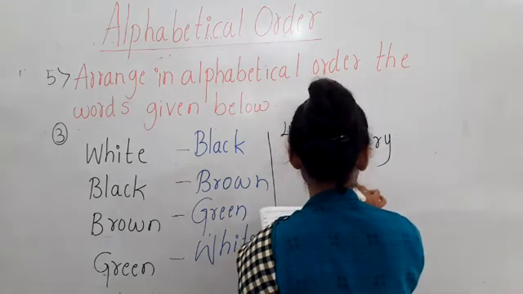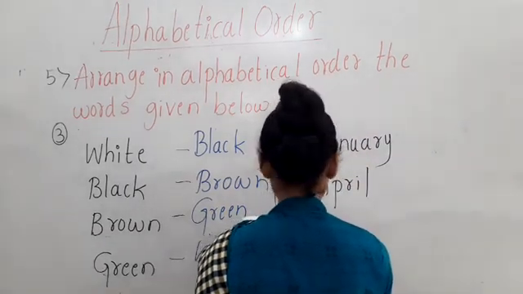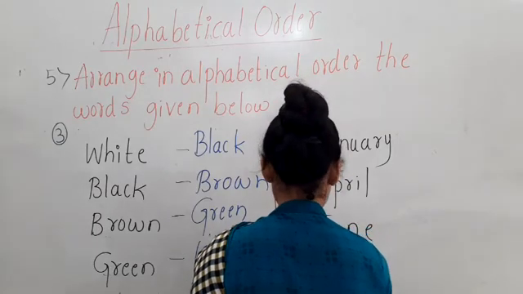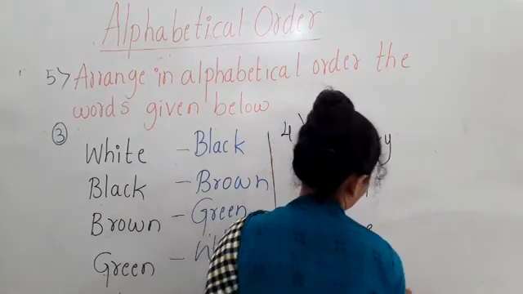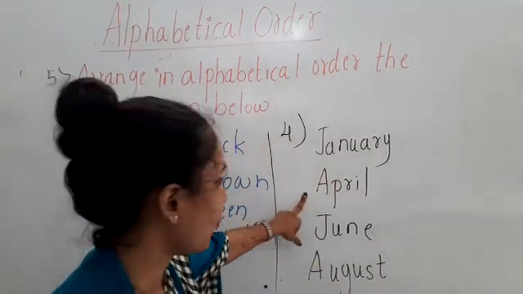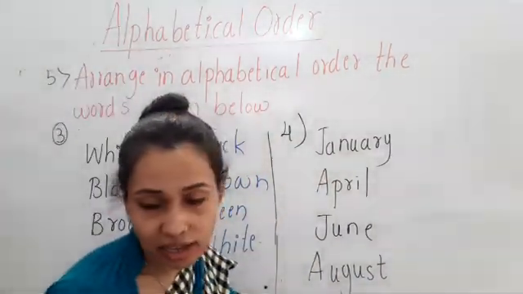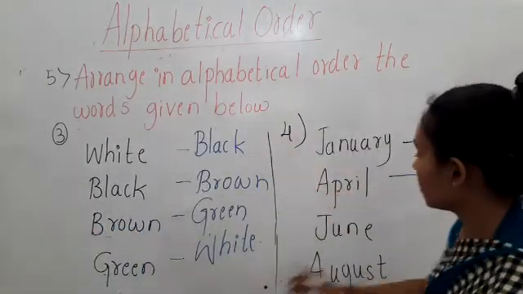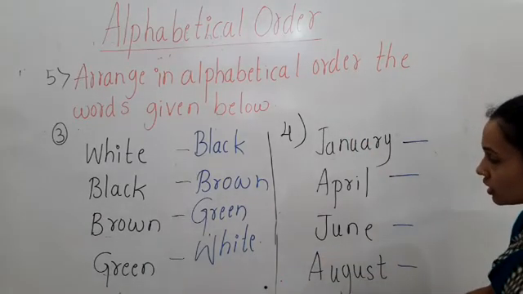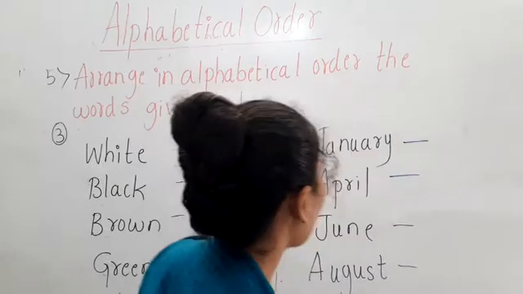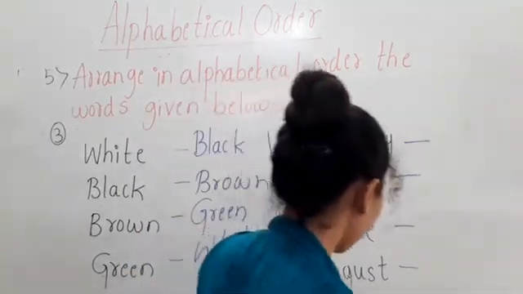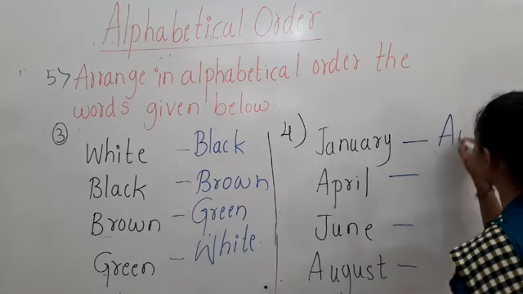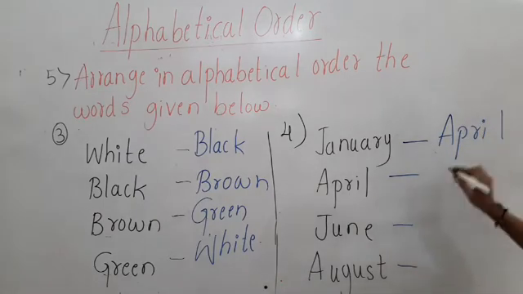April, June, August. January, April, June, August. So like this, how we have arranged in the previous questions, we have to arrange these in alphabetical order. Okay children, so here first one is April. First we should write April, then August.